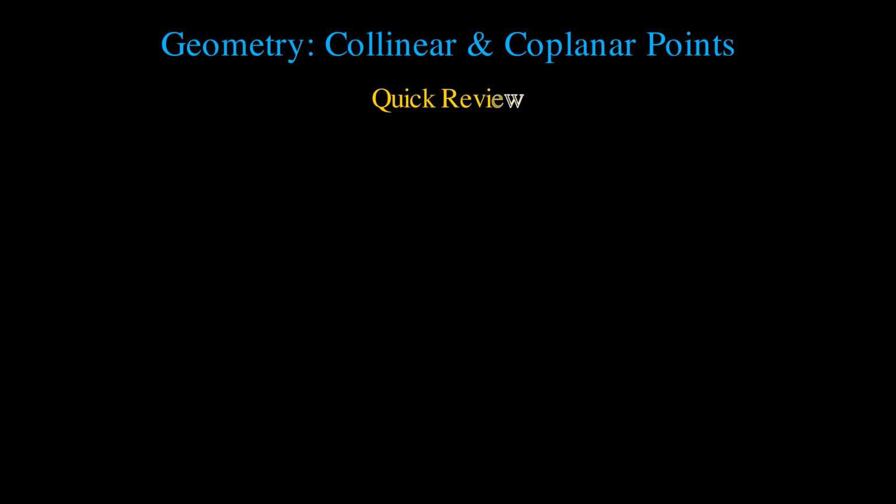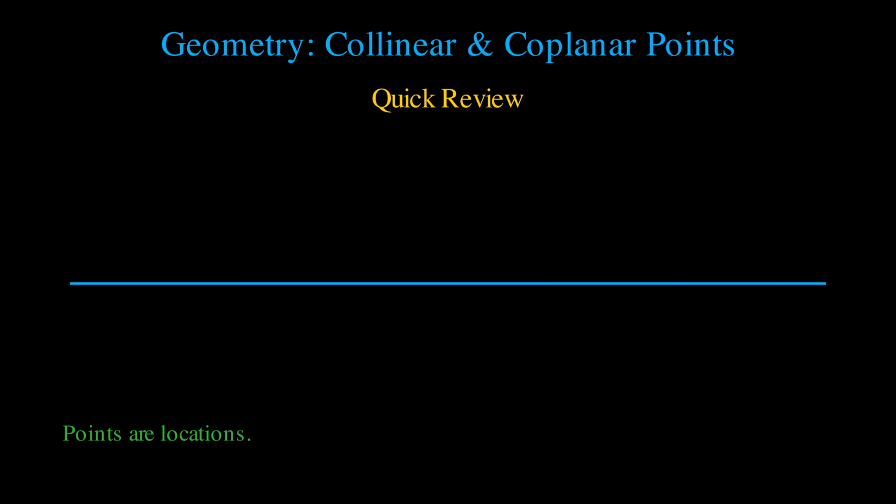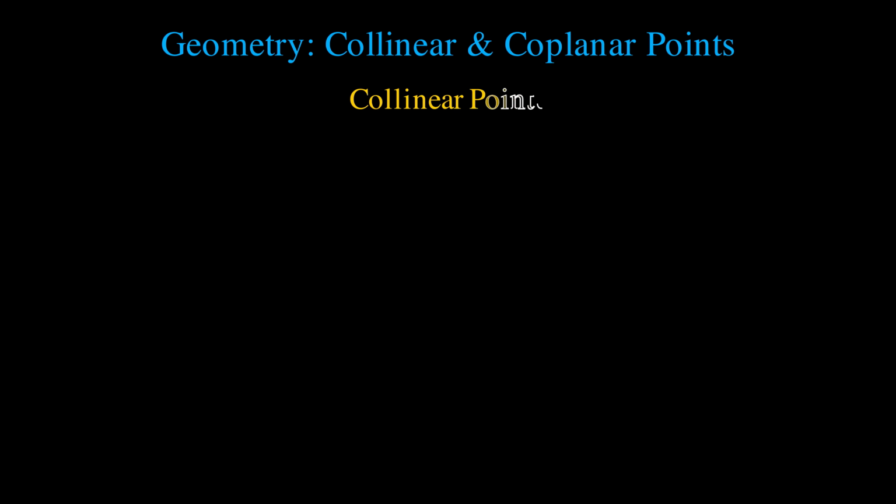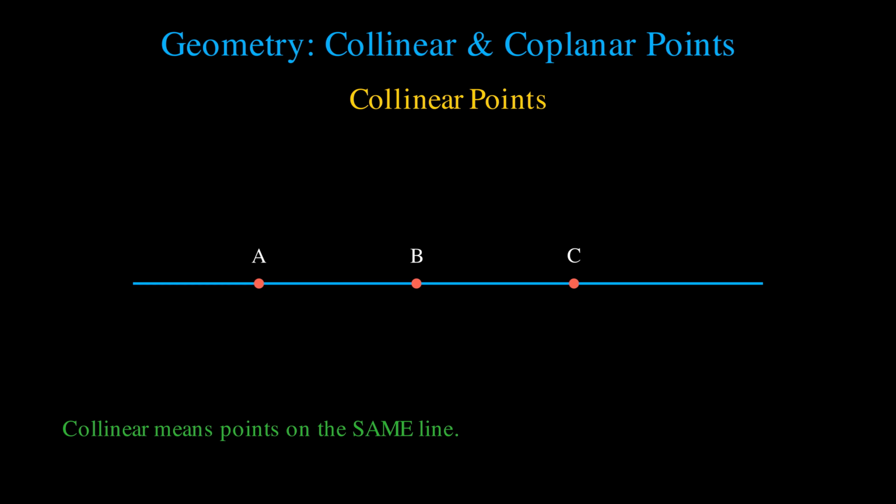Now we're going to learn 2 important geometry ideas: collinear points and coplanar points. Before we start, let's quickly review 2 ideas. A point is simply a location. It tells us where something is. First, let's talk about collinear points. The word collinear simply means points that lie on the same line. If several points all sit on one straight line, they are collinear.